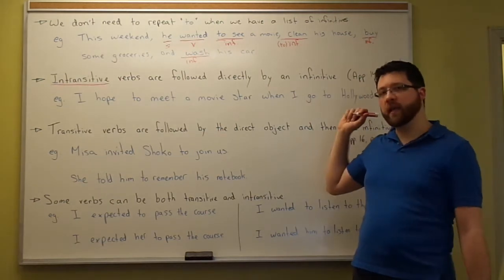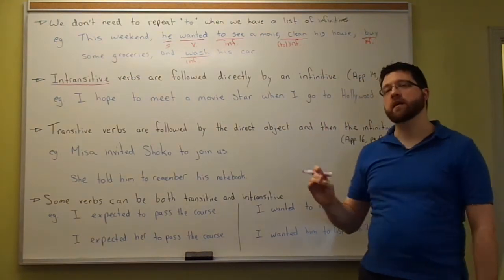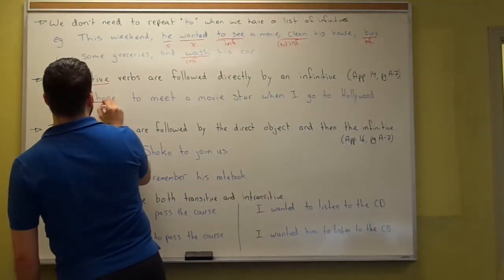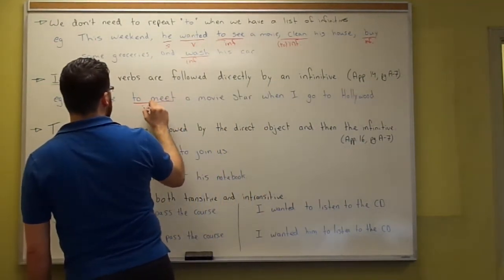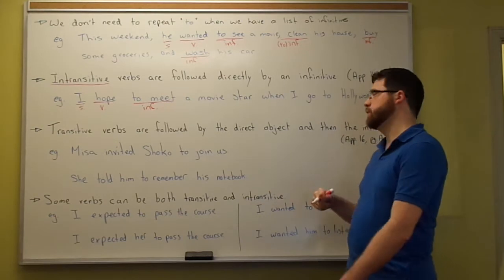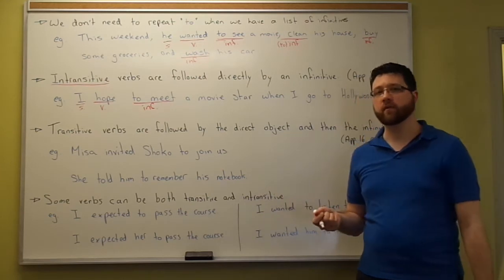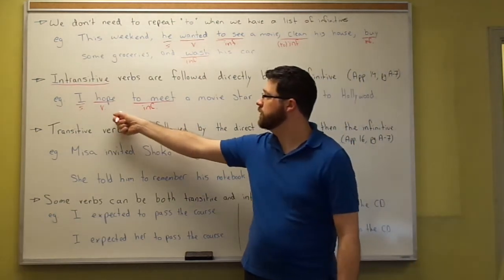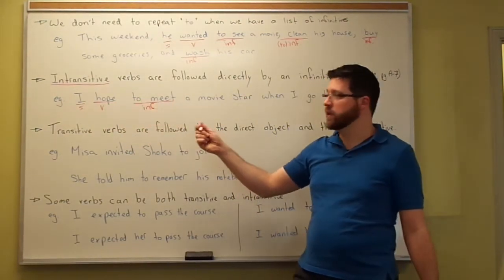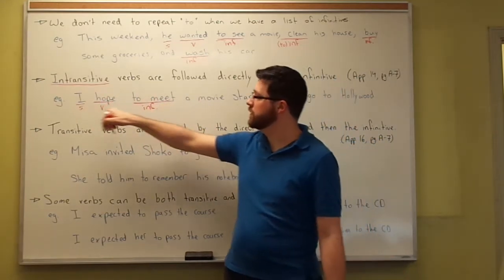And again, the appendix I gave you earlier, appendix 14 on page A7, this is a list of intransitive verbs. So for example, I, subject, hope, verb, to meet, infinitive. I hope to meet a movie star when I go to Hollywood. Hopefully, I can meet someone famous. But if you notice, there's no object. It does not say, I hope me to meet. It doesn't say, I hope you to meet. It says, I hope to meet, because this is about me.